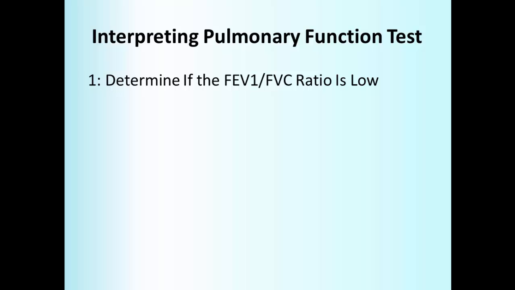The first step is to determine if the FEV1 and the FVC ratio is low. The first option is to follow the GOLD criteria, which uses a cutoff of less than 70%. The second option is to follow the ATS criteria, which is to use the lower limit of normal as the cutoff for adults.